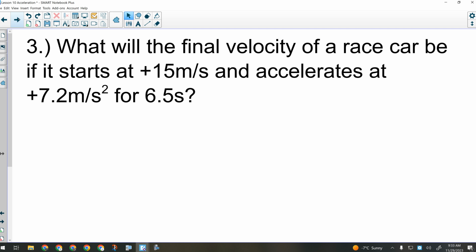Solve for VF on this one. So what will the final velocity of the race car be? That tells us we're looking for VF. If it starts at positive 15 meters per second, what did they give me there? They gave me VI. This time it wasn't 0, right? And it accelerates at 7.2 meters per second squared. What did they give me? Acceleration.